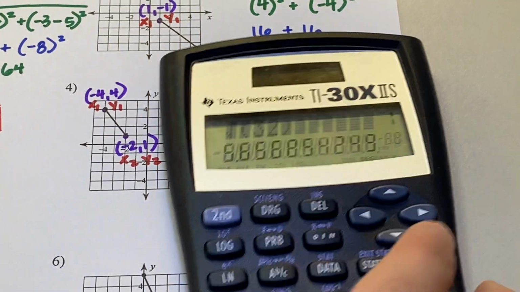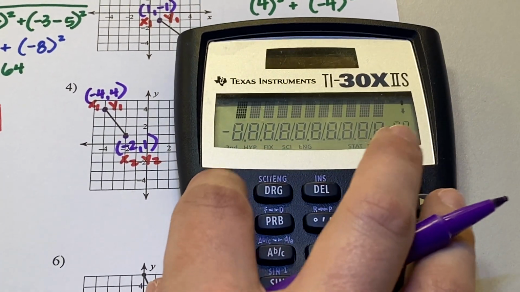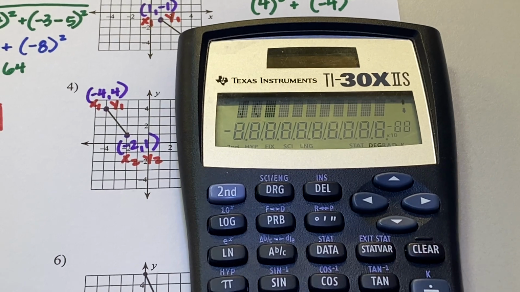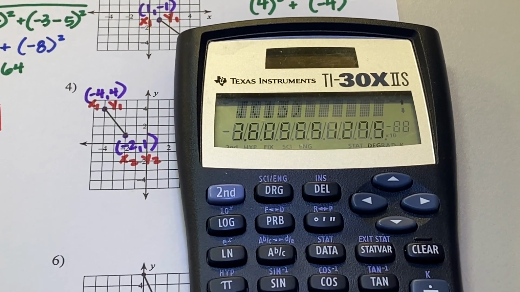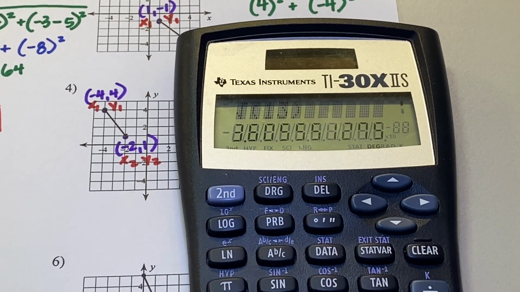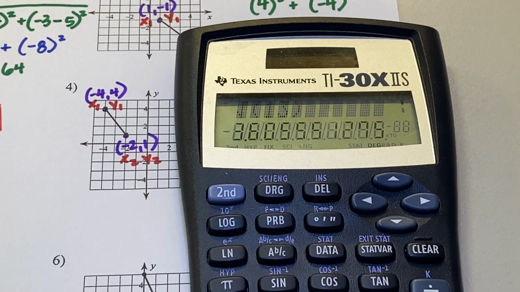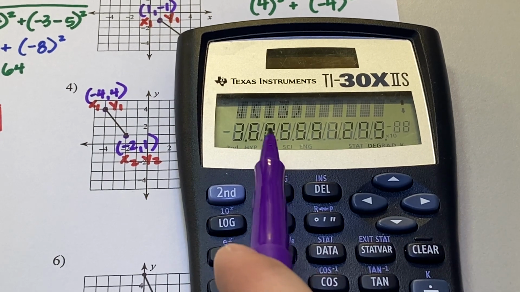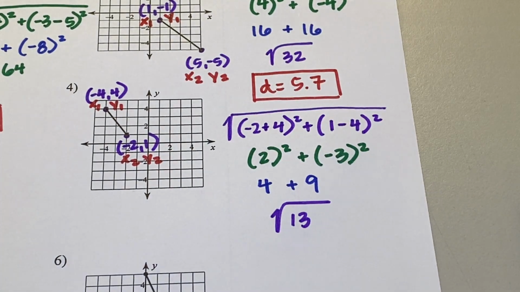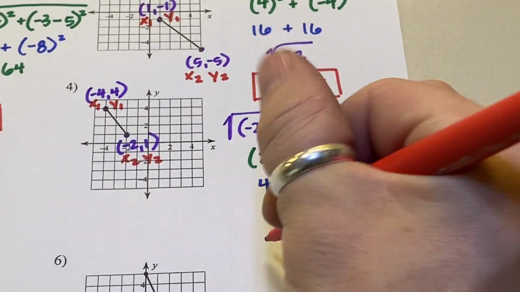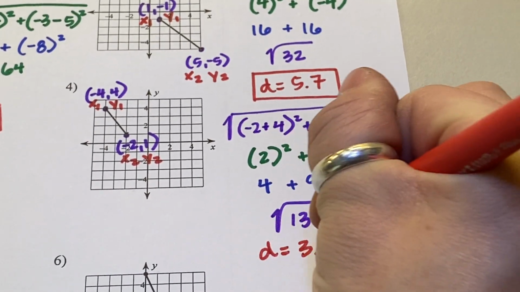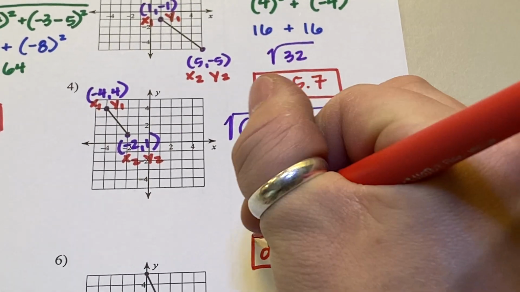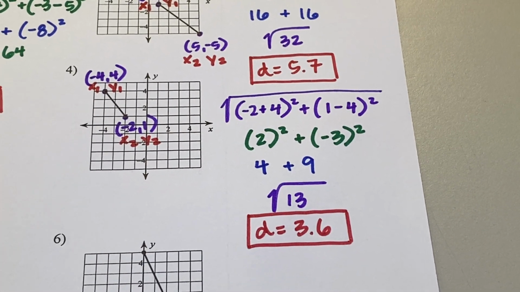So we're just going to take out our calculator. Second button, square root 13. Let's round it to 1 decimal place. What's this going to round to? Carl? 3.6. There's a 0 behind that 6, so it's just going to stay 3.6. The distance equals 3.6. Beautiful.